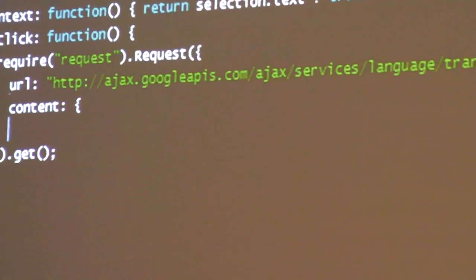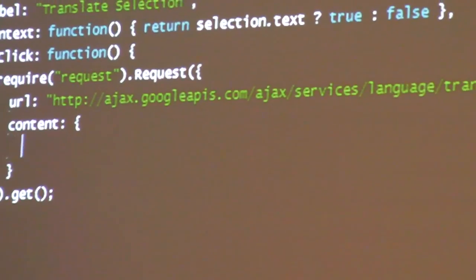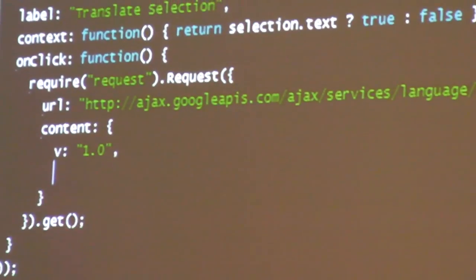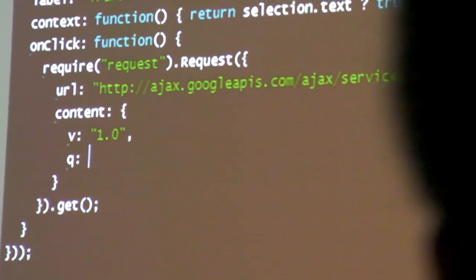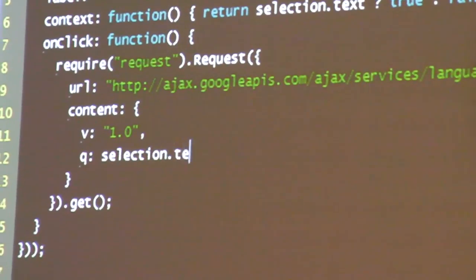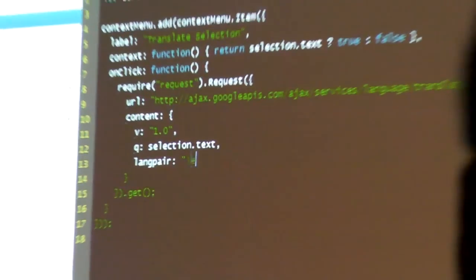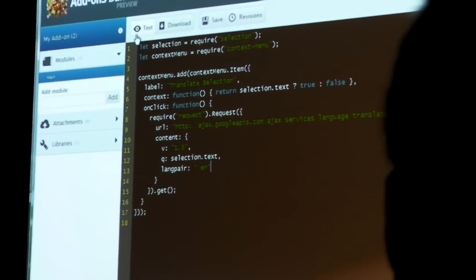And then I have to pass it a few query parameters here, so it needs to know what version of the API I'm using. That's the only version I know. It needs to know the text I'm actually translating. And then it needs to know what languages to translate. And I want to say from any language to English.